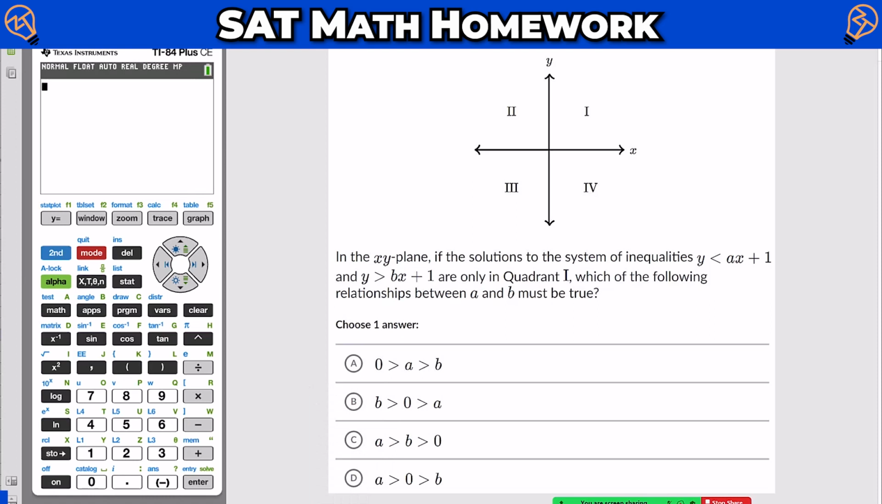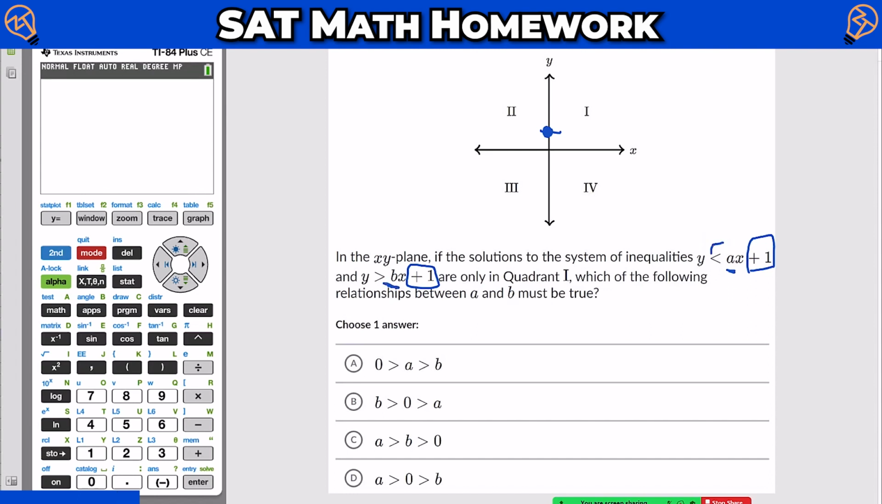For this question here, you're going to want to do trial and error until you can figure out what they're saying. Now, the one thing we know for sure is that the y-intercept is +1 for both of these linear inequalities. And for this first one that has a slope of a, we don't know if it's positive or negative, and this other one that has a slope of b, same thing.